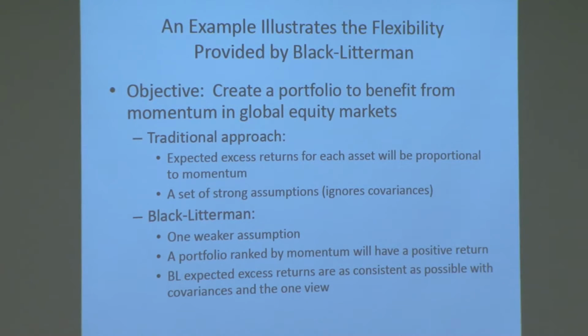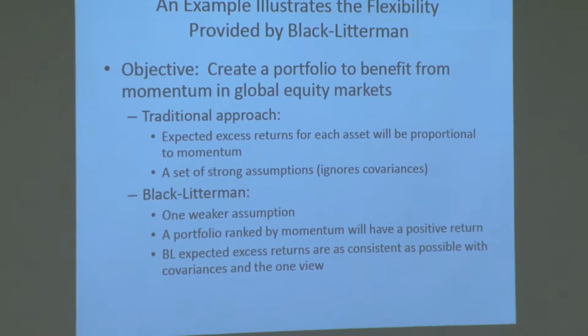And so I'm not going to try and explain it, although that's certainly an interesting thing to do that many people have done. I'm just going to say, suppose we observe it, and I'll use a very simple measure of momentum. How would we try and take advantage of it? And I'll contrast a standard approach using mean variance optimization versus using Black-Litterman.